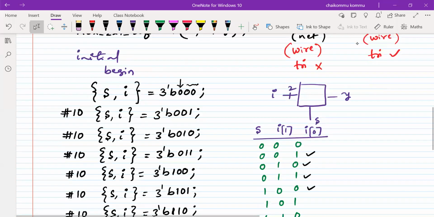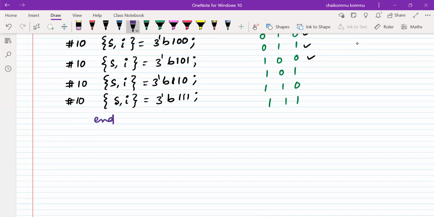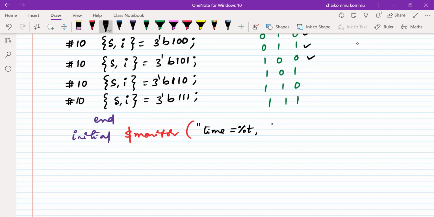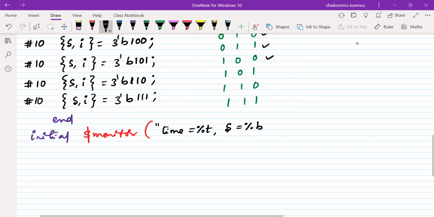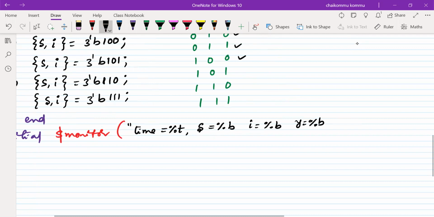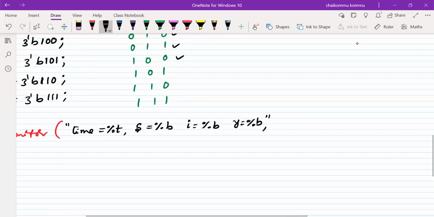Finally, we need to write dollar monitor. For that, I need to start with initial, then dollar monitor. I want to monitor things like time. I need to mention time with percentage t, and the signal I with percentage b, binary, as I only want to look at binary. And y is also in percentage b, I look at that one.